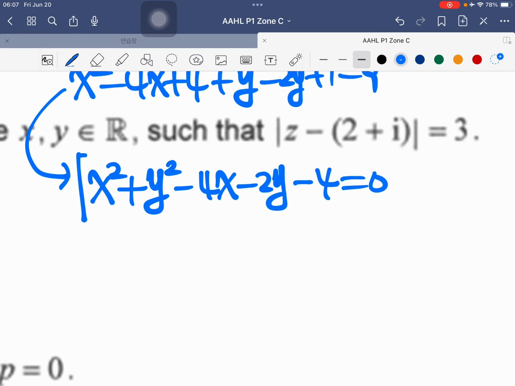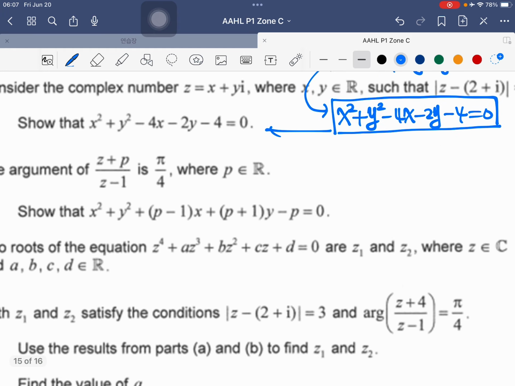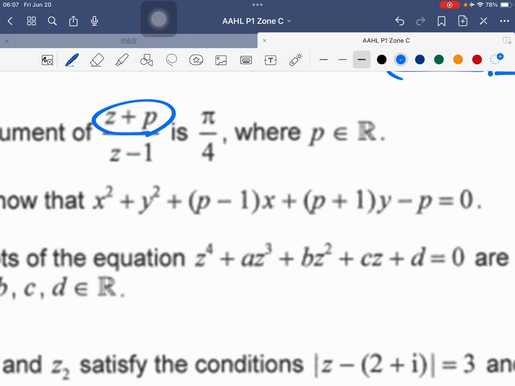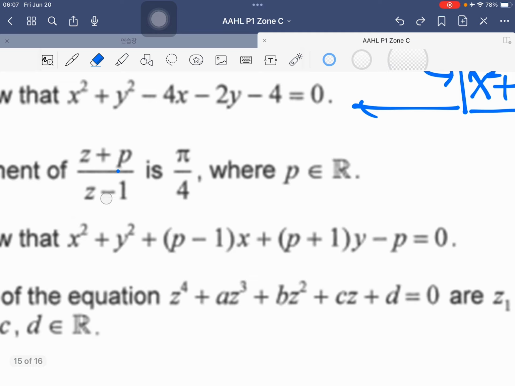So this is exactly the expression the question wants us to get, the same. Okay, so the second question says the argument of this expression is pi over 4, where p is a real number. Show that this makes sense. The argument of a complex number over a complex number is decided by the de Moivre theorem: the argument of the top part minus the argument of the lower part. So that is by the de Moivre theorem.